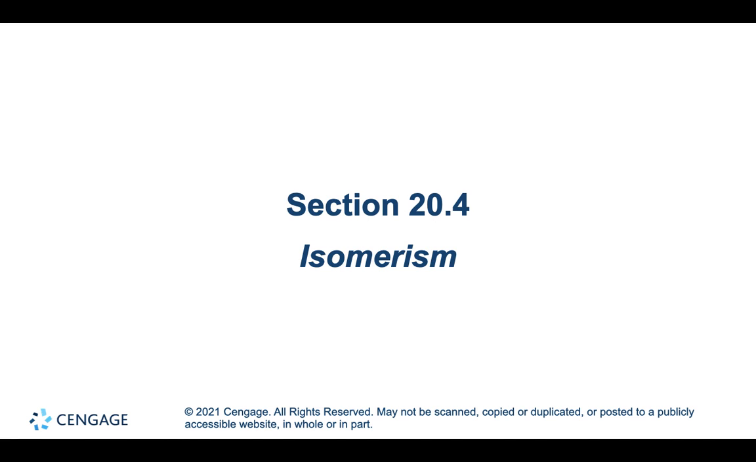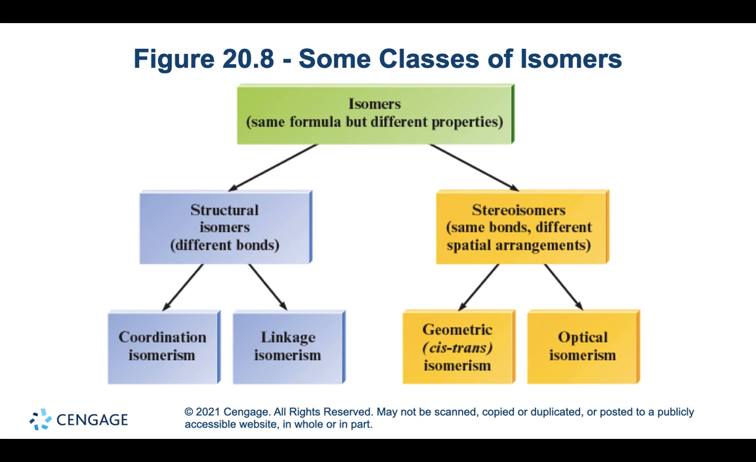These complex ions can form different kinds of isomers. Isomers are when you have the same formula but a different geometry, and the different geometry can give it different properties. There are structural isomers and then there are stereoisomers. First, looking at structural isomers: structural isomers have things bonded to different atoms. You can have coordination isomerism and then linkage isomerism. For stereoisomers, which have the same bonds but maybe a different spatial arrangement, you can have geometric isomers such as cis and trans, and then optical isomers.